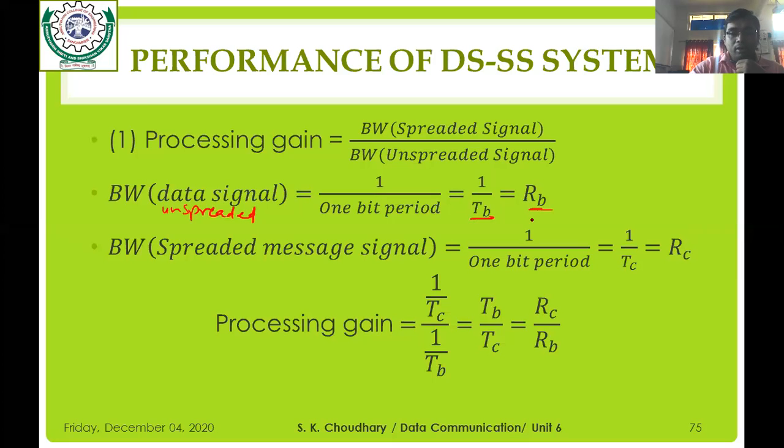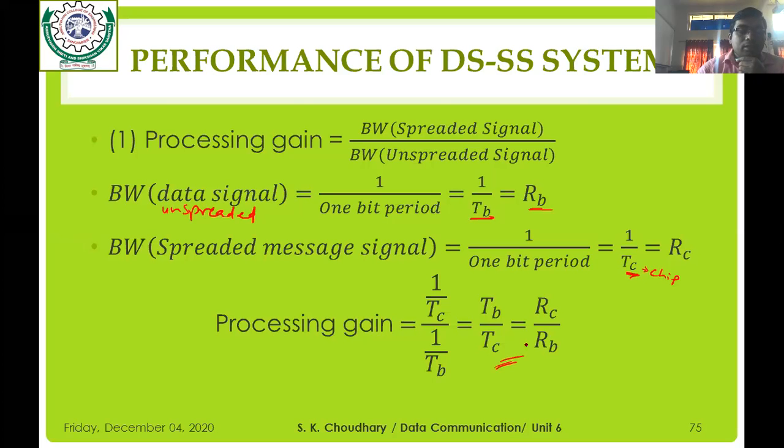That is, you can also say RB. Then the bandwidth of the spreaded signal is 1 upon TC. Here not TB, it is the chip time TC. We learned the chip in the last lecture. So processing gain is now 1 upon TC divided by 1 upon TB, that is TB upon TC, or RC upon RB. This is the processing gain, which represents the gain achieved by the processing of the spread spectrum signal over the unspreaded or data signal. This is one of the important performance parameters of the DSSS system.